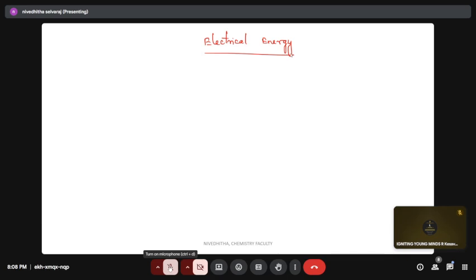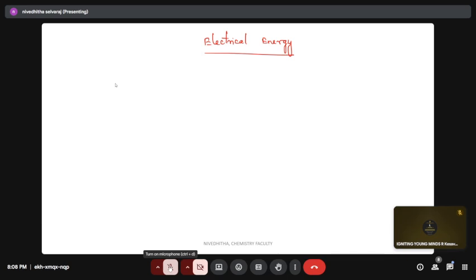Electron. Very good, Santosh. Electron. See, movement of charged particle leads to a current. And according to Santosh, he told me electron is a charged particle. What is the charge of electron?